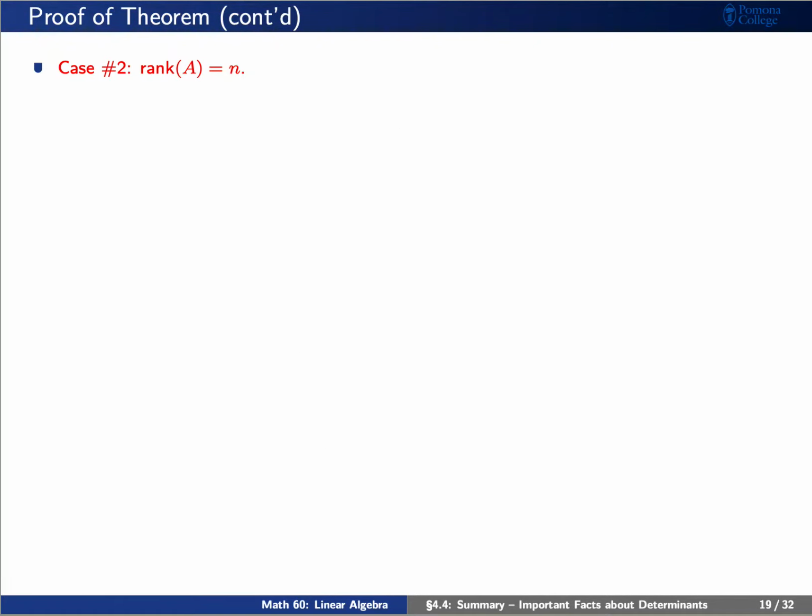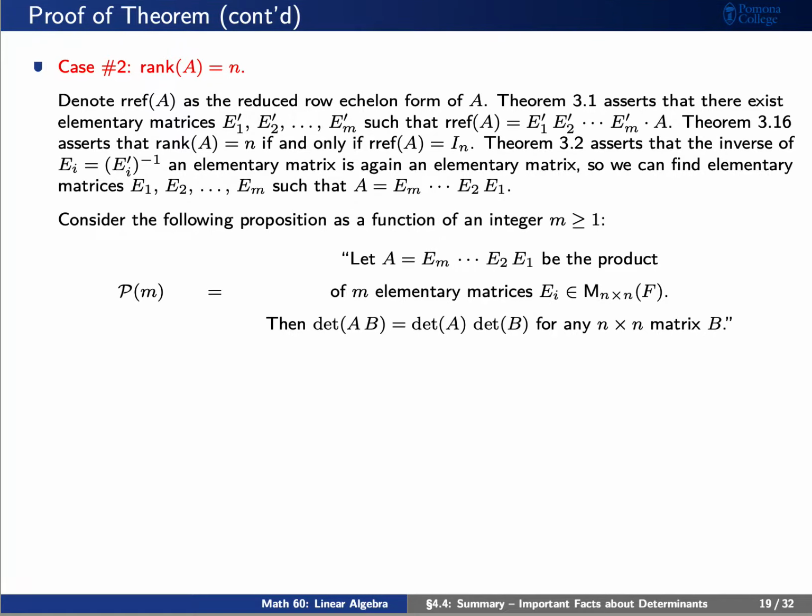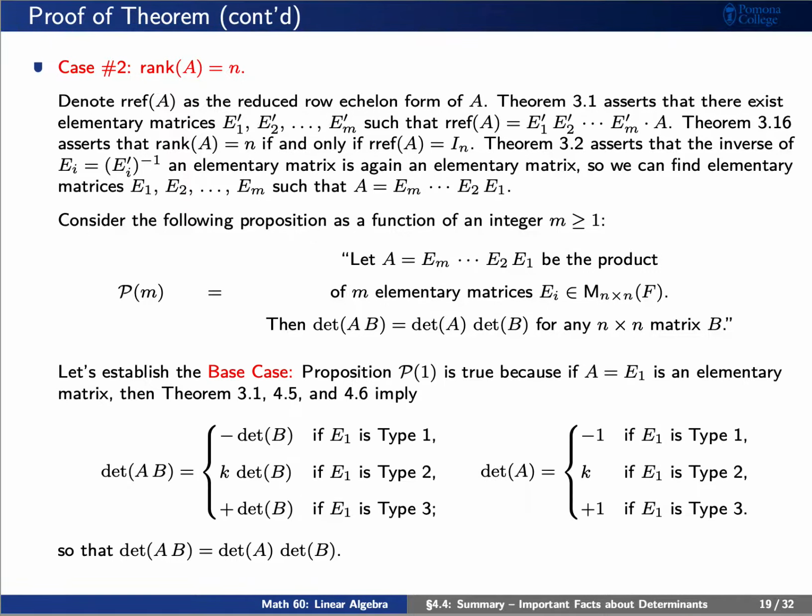Next, we need to work things out when the rank of A is equal to n. Let's denote the reduced row echelon form of A, RREF. Then we know that we can express A as a product of elementary matrices. So let's consider the following proposition as a function of an integer m. Let's say that A is the product of m elementary matrices. Then the determinant of A times B is the determinant of A times the determinant of B for any n by n matrix B. Let's first establish the base case when m is equal to 1.